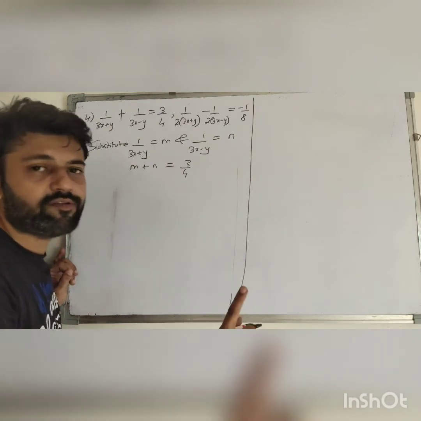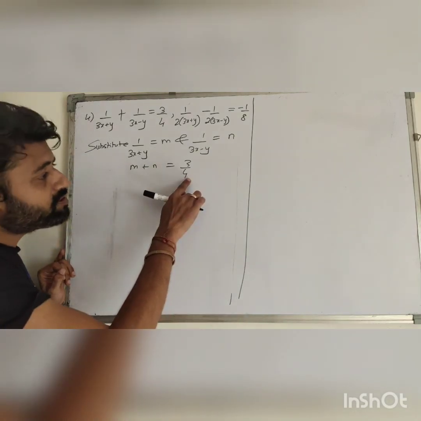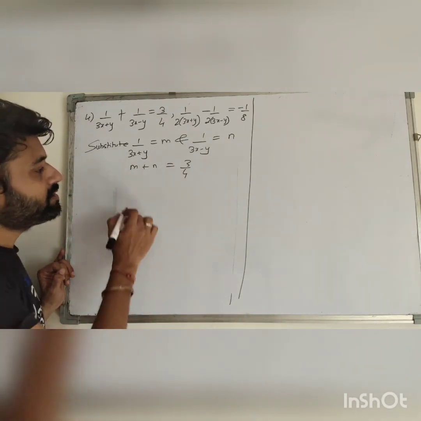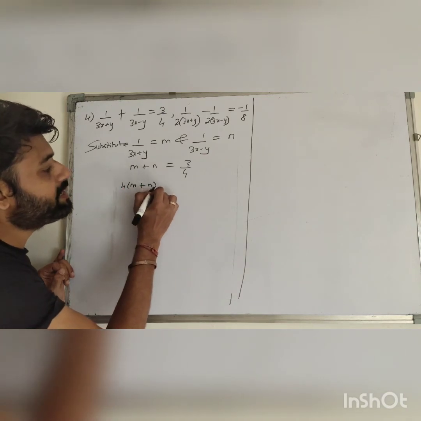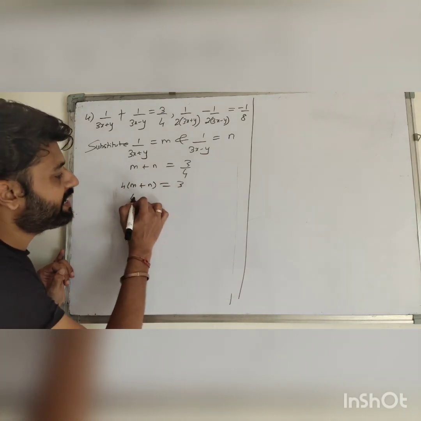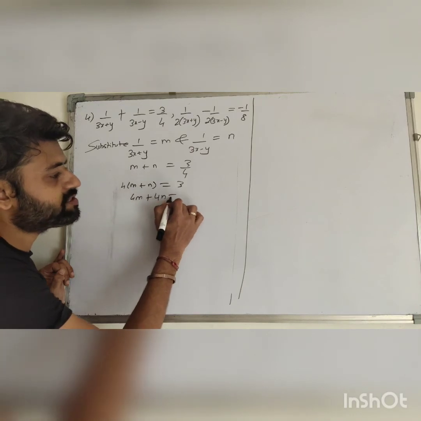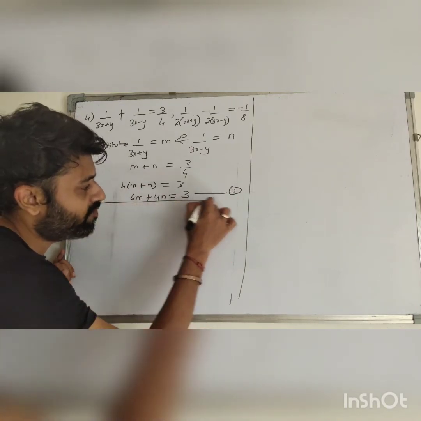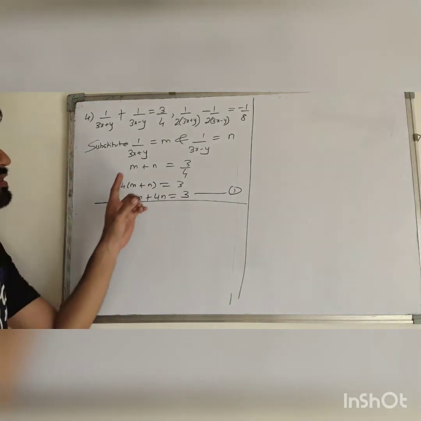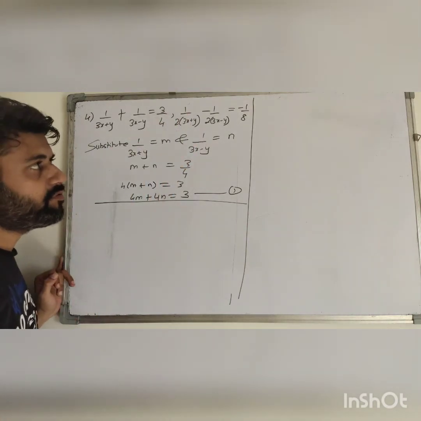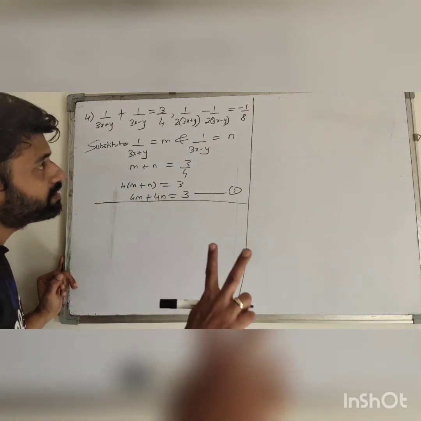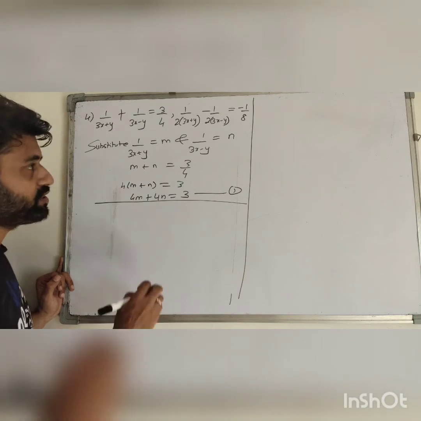I will not number it 1. I will first bring 4 on the left hand side, which will be multiplied to m plus n both, and I will get 4m plus 4n is equal to 3, equation number 1. In the same way, I will have a treatment for the second part, the second equation.